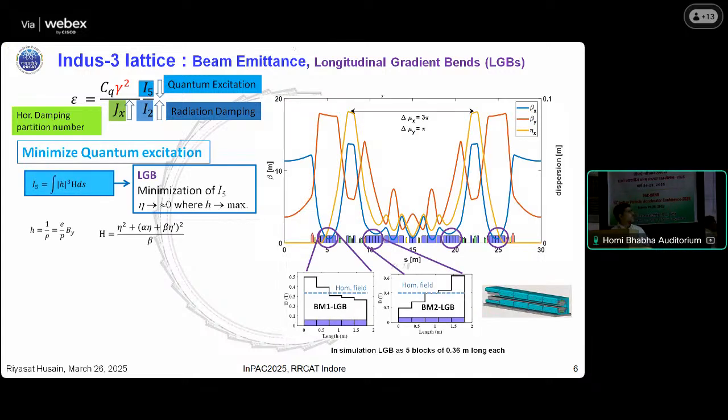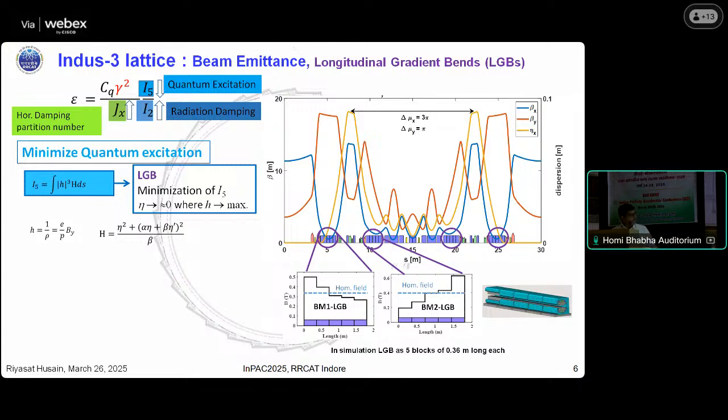One innovative idea is to include a longitudinal gradient variation in the dipole field itself. Here, this is the homogeneous field, and this is the magnetic field variation along the length of the magnet, keeping the bending angle the same. This will really help reduce the I5 integral, which involves the magnetic field normalized with the energy. One can allow the maximum field where the dispersion is low, so that the dispersion invariant achieves a lower value. In that way, we can minimize the quantum excitation term and ultimately reduce the beam emittance.